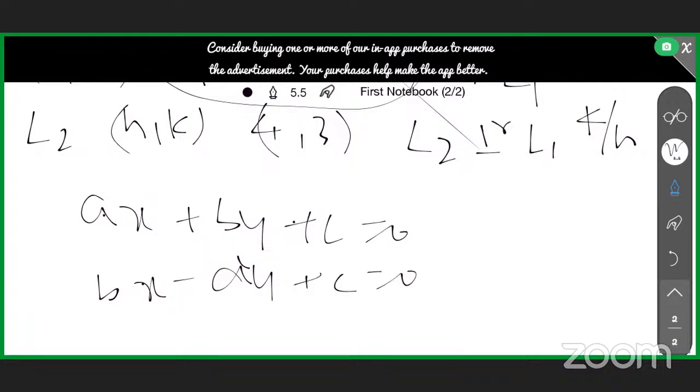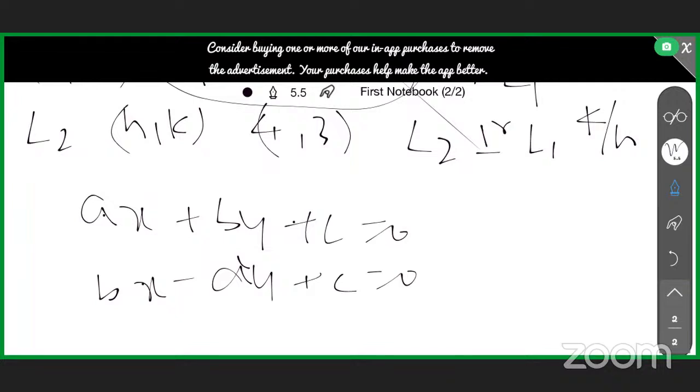So find the line L1 first using the 2 points. Using the two point form, find that line equation. Once that line equation is found, find the L2 line because L1 and L2 are perpendicular. So from the theory, if AX plus BY plus C is equal to 0, then the perpendicular line is given by BX minus AY plus C is equal to 0. Using that concept, find L2.